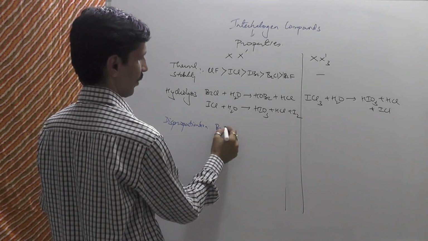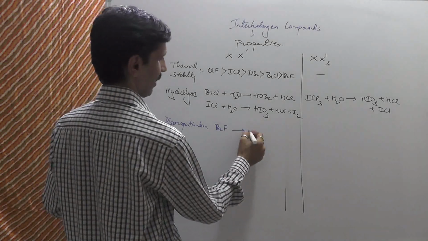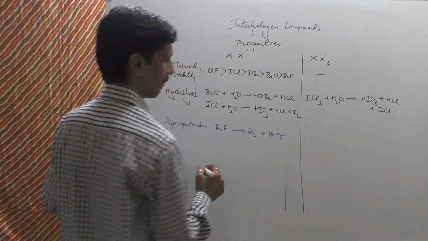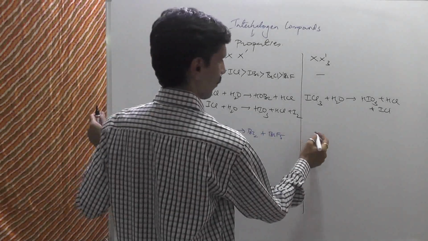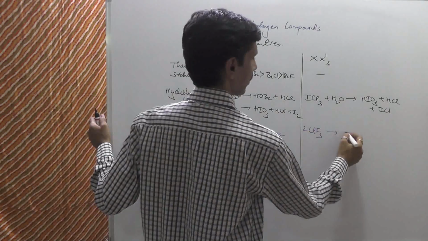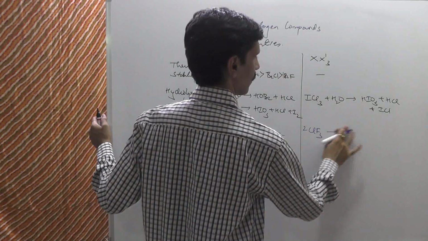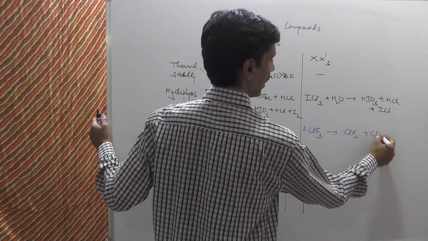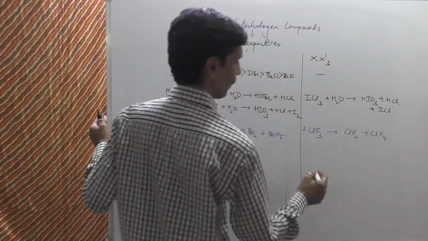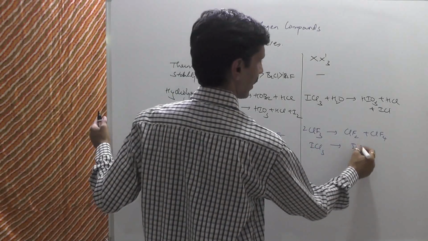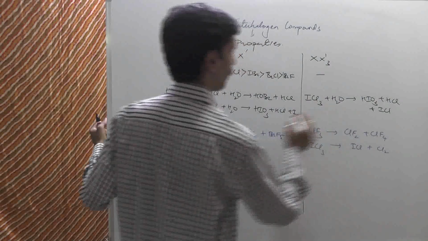In this, if you take BrF, it gets converted into Br2 and BrF5. Whereas if we take ClF3, we get ClF2 and ClF4. If I take ICl3, then I get ICl plus Cl2.